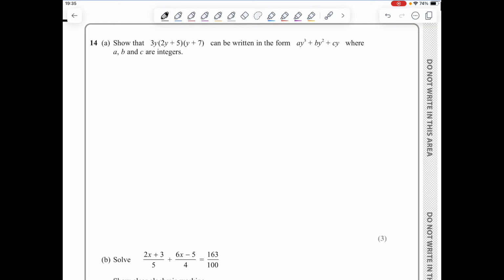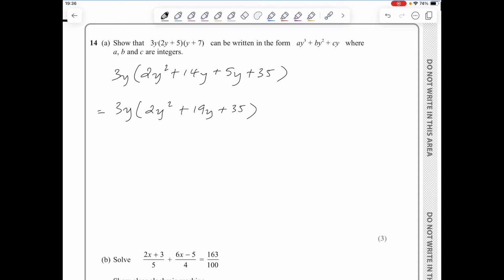For part A of question 14, I will keep the 3y and expand the brackets. So 2y squared plus 14y plus 5y plus 35. Let's simplify now. 3y, 2y squared plus 19y plus 35. And now let's expand again. 6y to the power of 3 plus 57y squared plus 105y.